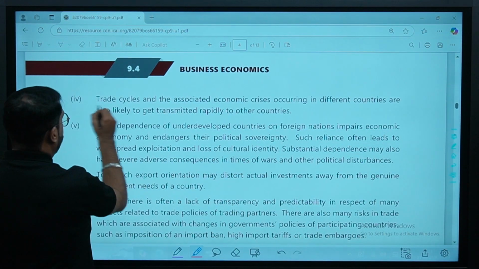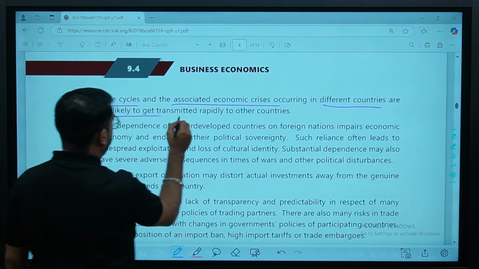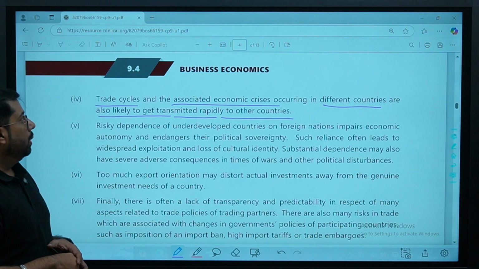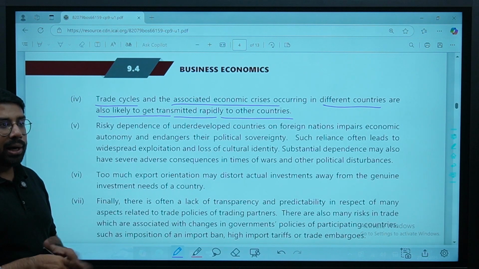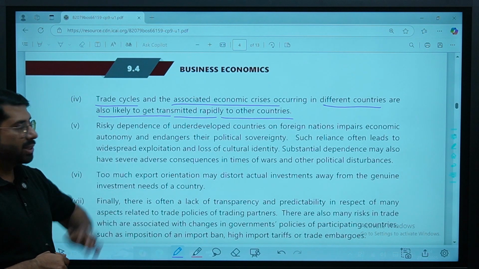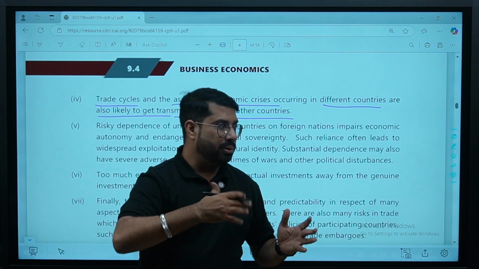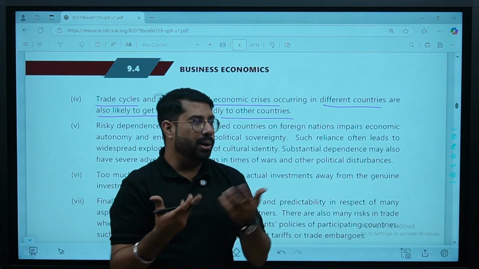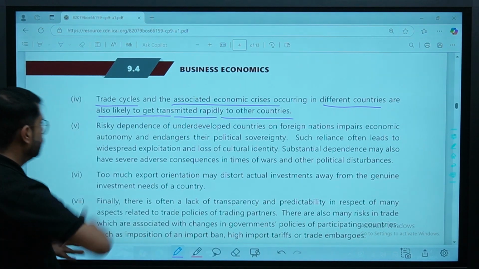Next point says trade cycles and the associated economic crisis occurring in different countries are also likely to get transmitted rapidly to the other countries. You remember the Great Depression of 1930? It happened in one country, but it affected almost every country. That is what they're saying. So when you are open to other countries, you may suffer because of their bad situation. It is like a communicable disease, let us say. Yes or no? Are we clear with this thing?